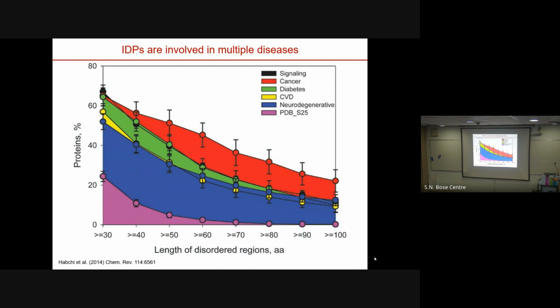And not surprisingly, these proteins are also found in many diseases. Some of the typical diseases are listed here, like cancer, diabetes, cardiovascular diseases, neurodegenerative diseases, right? You can see the percentage of proteins with different lengths of disordered regions listed here. We actually see a lot of disordered proteins with very long disordered regions, which are involved in different types of disease.